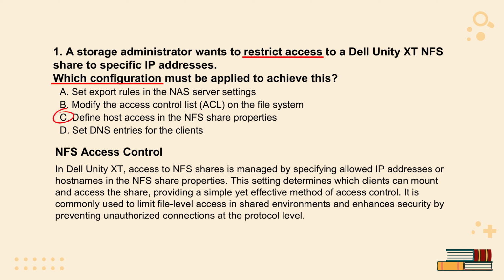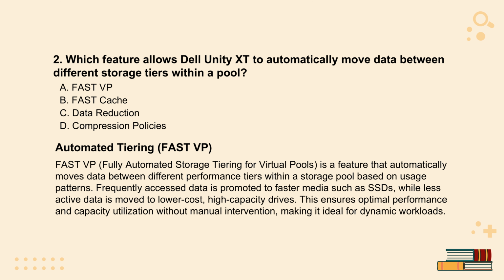Precisely. The explanation in the source points out that ACLs, which offer more granular control over users and groups, are often more associated with SMB shares. That's the standard for file sharing in Windows environments. This highlights a key difference in how access is typically managed for these two common network file sharing methods on Dell Unity XT. So for you, the listener, the takeaway is knowing the quickest and most direct route to manage NFS access. Perfect. All right, let's move on to question 2.